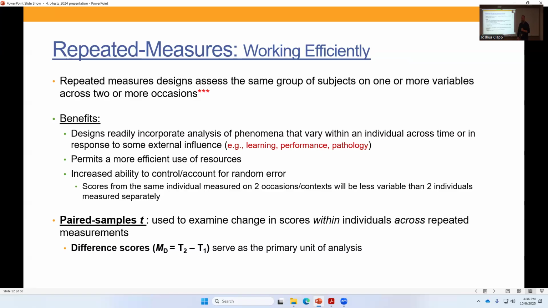In your raw data set, you're going to have scores at time 1 and scores at time 2. I don't care about scores at time 1 and scores at time 2. What I'm going to do is calculate the difference between time 1 and time 2. That vector of scores is what I'm looking at. That is the input for this test: these difference scores.